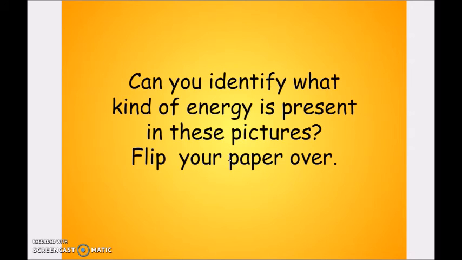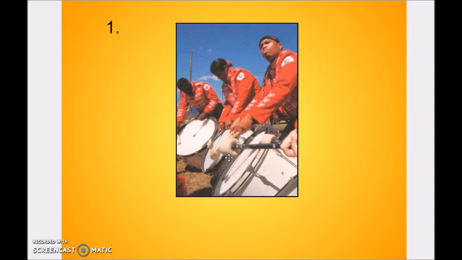Okay. Now flip your paper over and we're going to look at these pictures, and you're going to have to identify the type of energy that's present. Okay. First one, this picture of these people beating a drum. What kind of energy are they producing when they beat the drums? Think about that. The drum heads are vibrating. Those vibrations are being carried through the air from the drum to your ear. What kind of energy is that? Write it down. Alright, this one I'll help you out with. It's sound energy. Okay, they're beating a drum, you hear it, it is sound energy.